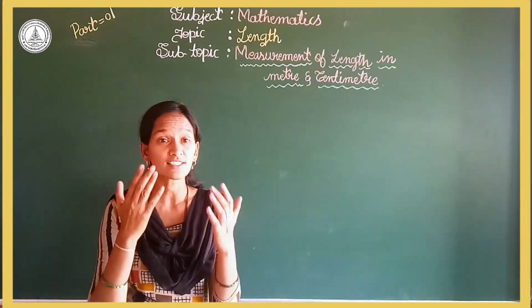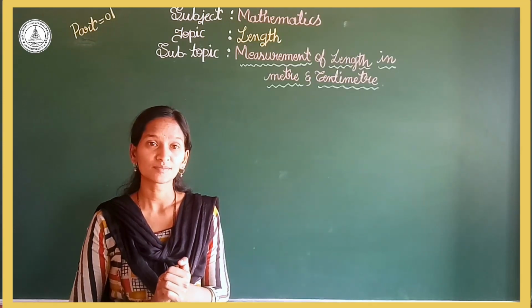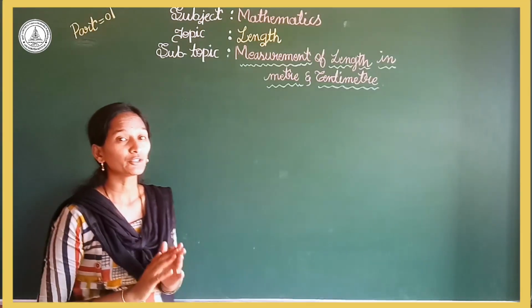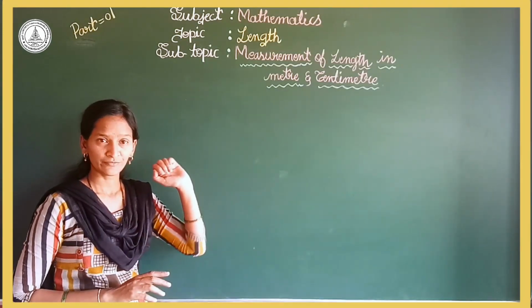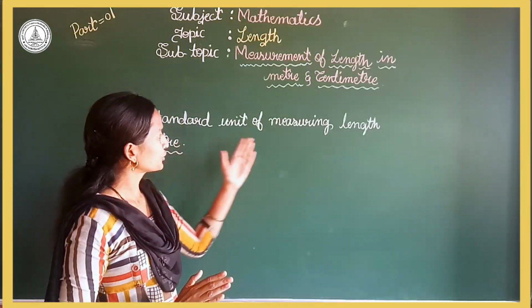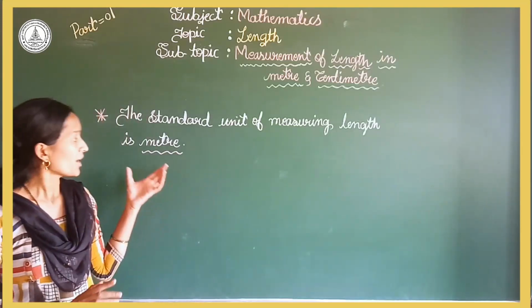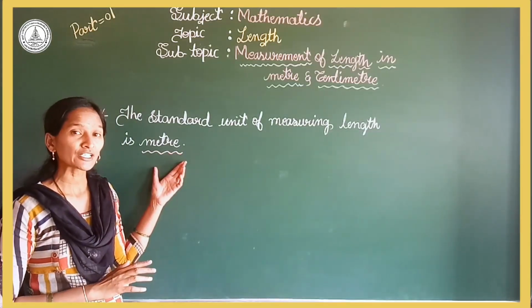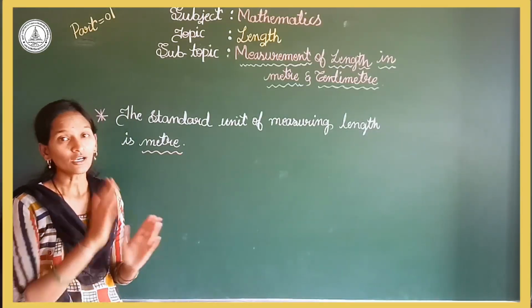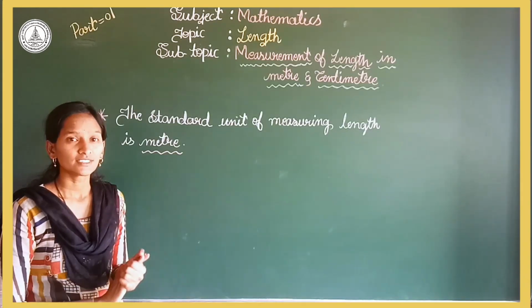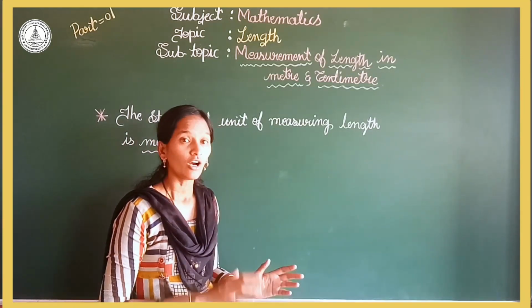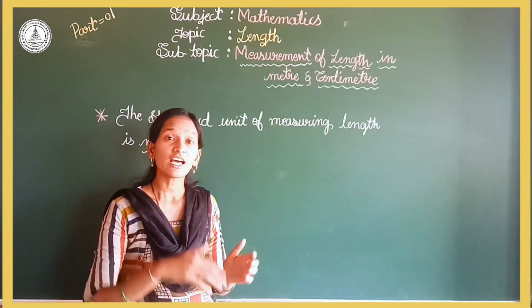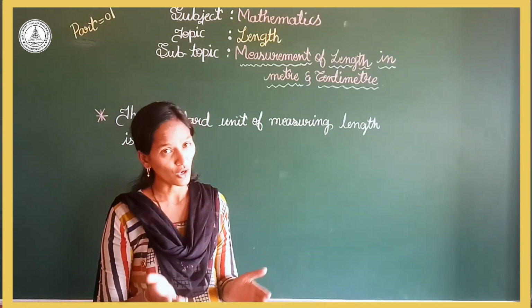Then tell me, which is the standard unit of length? Yes, the standard unit of measuring length is the meter. Right, students? The standard unit of measuring length is the meter. So this meter gives the exact length of the object. By using the meter, you can measure the length of a door, or you can measure the length of a tower or a house.